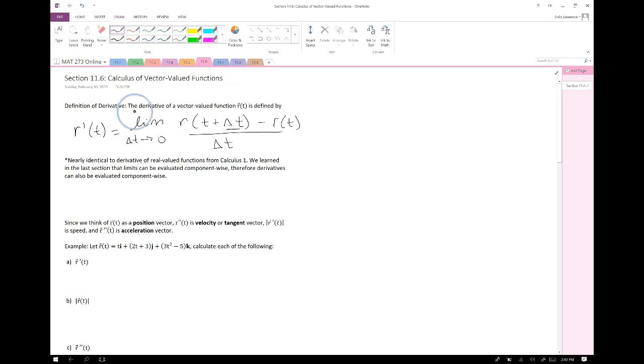And now for vector-valued functions, since our vector-valued function is going to have multiple components, since they are separated with pluses and minuses when we have them in ijk format, we also know that we can calculate derivatives of terms individually. So we really can just evaluate these derivatives component-wise. That just means take the derivative of each component individually and put them back together for your final answer.